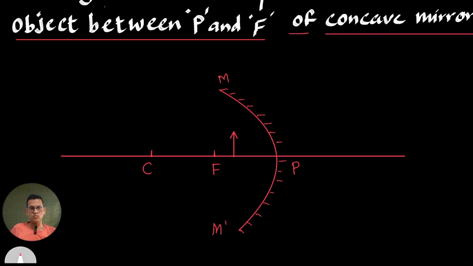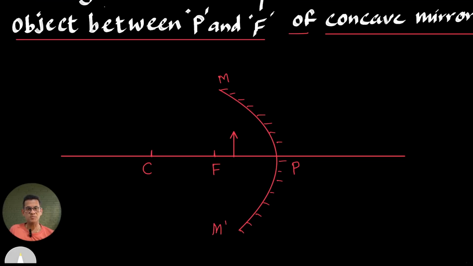Let's have a look at one more diagram here. Now in this particular diagram for a concave mirror, we are going to see the formation of the image when we place the object between F and P. So I have done the initial layout. I have placed 3 points at equal distance from each other, and I have also drawn the mirror. I have placed the object between F and P, as you can see here.